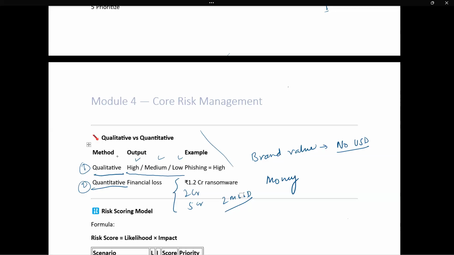How do we perform qualitative analysis? Qualitative is more of a guesswork. People would basically be doing their best guess. That is the reason we do not use a single person to perform qualitative risk analysis. We do it within a team so that the guesses are averaged out. When more people are guessing, their guess would be more appropriate. When it comes to quantitative, this is more of a dollar value, exact money loss. Any questions?